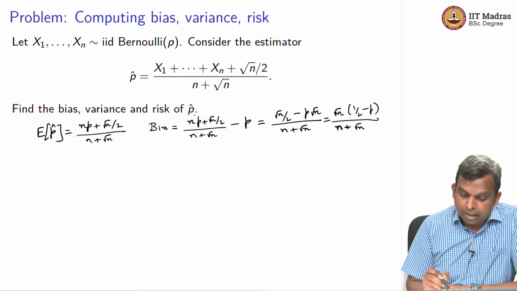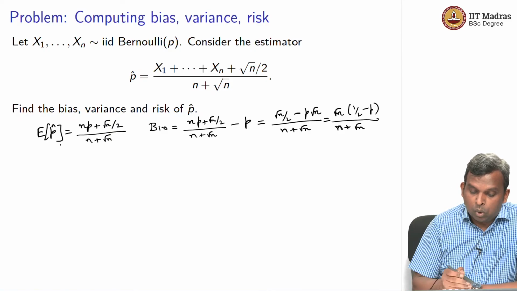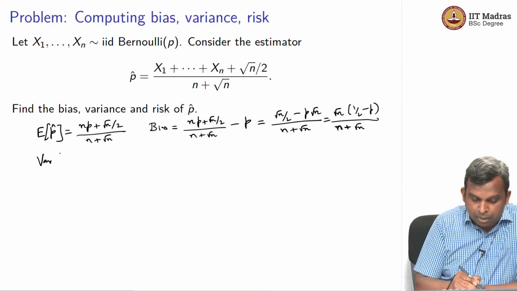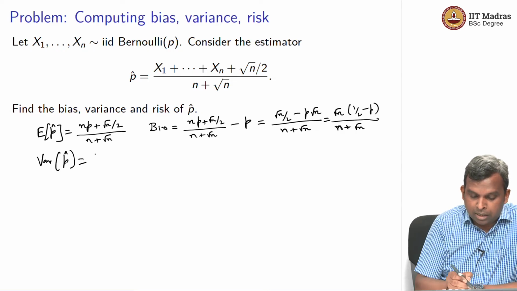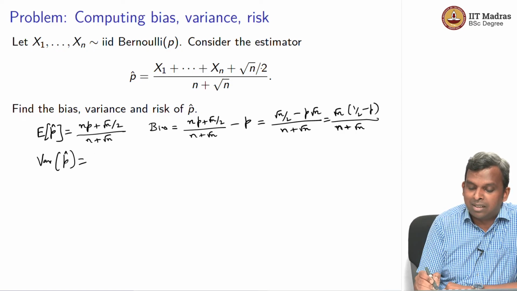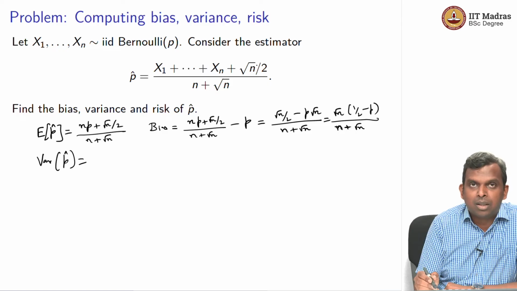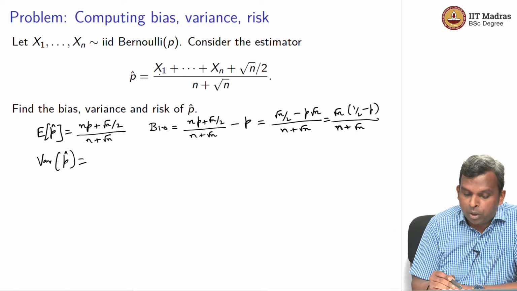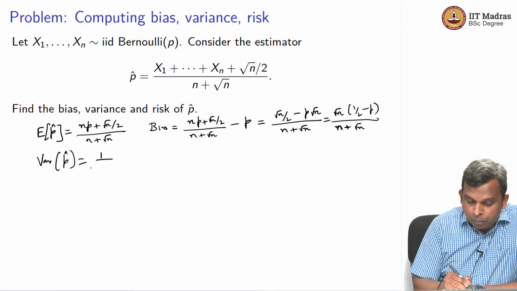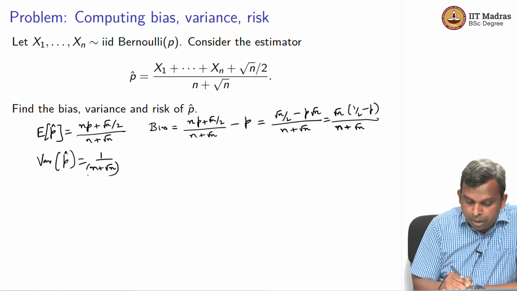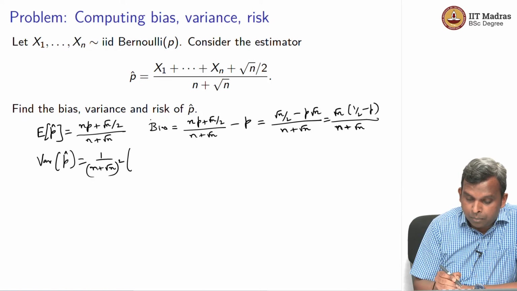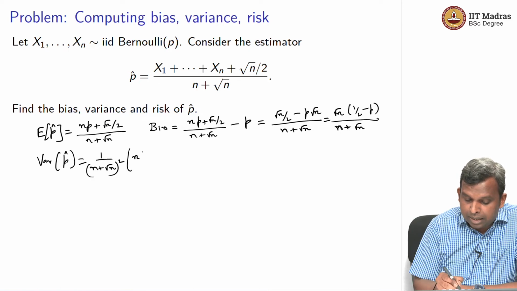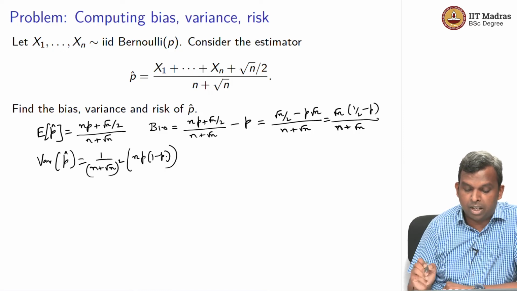The next thing is variance. Variance is not too bad because you can ignore the constant, right? This root n by 2 you can ignore because it's only an addition of a constant and doesn't change variance. You only have to worry about the sum, and this is again an independent sum. So you'll simply get 1 by root n whole squared times the variance of each of these, and that's just np times 1 minus p, isn't it?